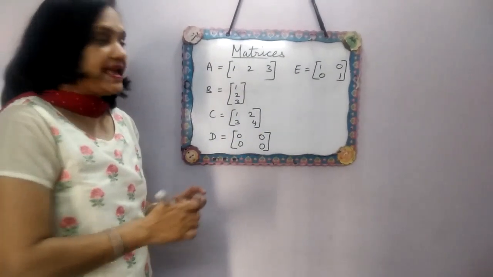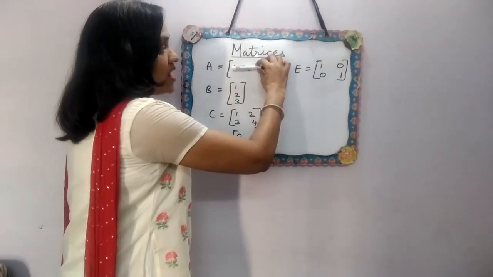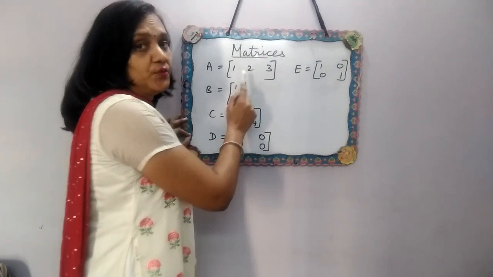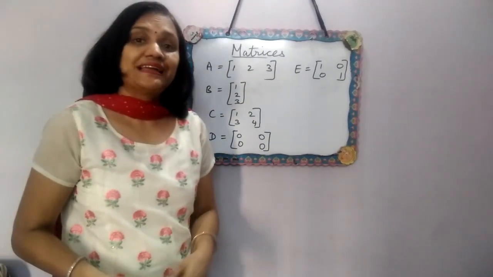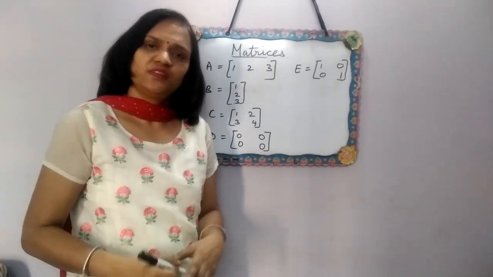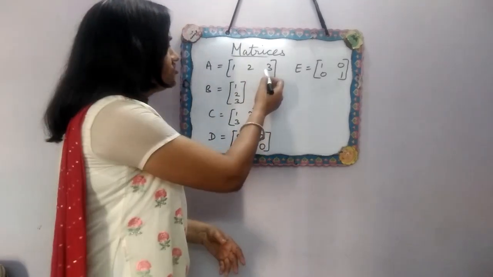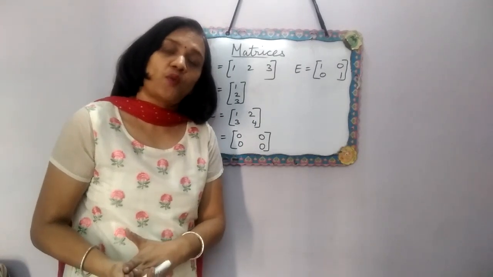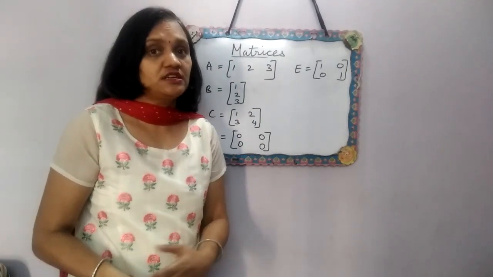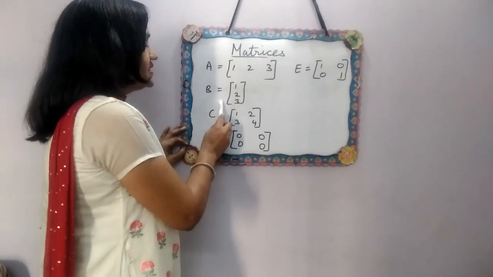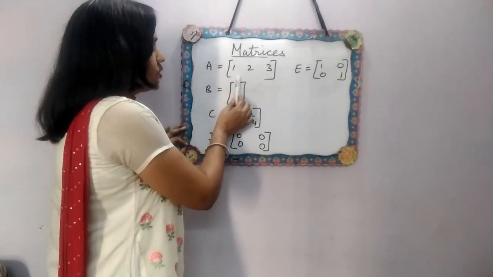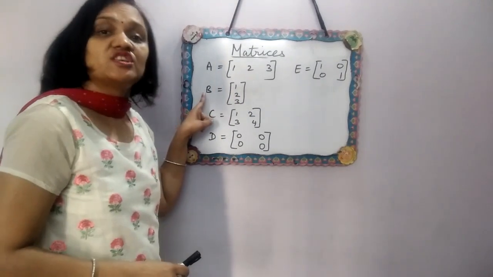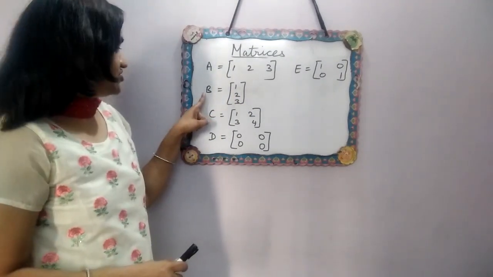Now the matrix A has only one horizontal line in it. It has only one row. A matrix in which there is only one row, there may be any number of columns. Here there are 3 columns, there may be 4 columns, there may be 1 column. A matrix in which there is only one row of data is called a row matrix. Now in this matrix B, there is only one column of data. So such a matrix is called a column matrix.